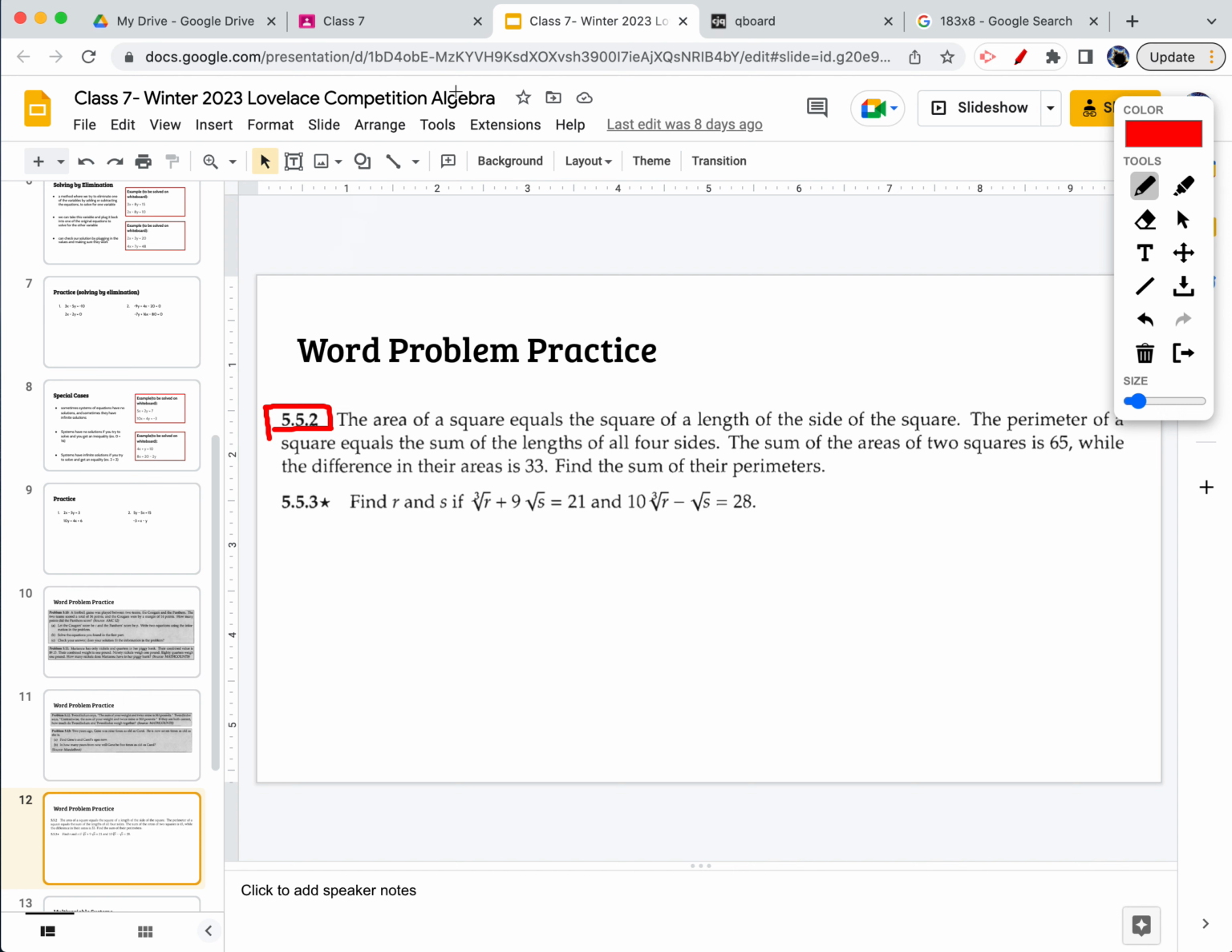Okay, so let's go over the problem now. It says that the area of a square equals the square of the length of the side of the square, which we already know, and the perimeter of a square equals the sum of the length of all four sides. So the sum of the areas of two squares is 65, while the difference in their areas is 33. So let's say that the first square has a side length of A, and the second square has a side length of B. Then we know that the area of the first square is A squared, and the area of the second square is B squared.